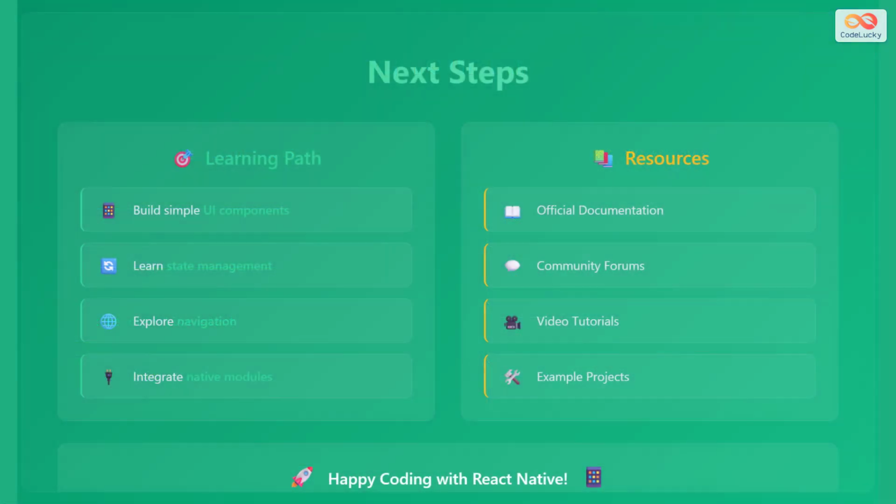Congratulations on getting started with React Native. To continue your learning journey, here are some next steps to consider. First, build simple components to get familiar with the basic building blocks. Next, learn state management techniques to handle data flow in your application. Explore navigation patterns to create multi-screen apps. Finally, integrate native modules to access platform-specific features. There are many resources available to support your learning, including official documentation, community forums, video tutorials, and example projects. Happy coding with React Native!